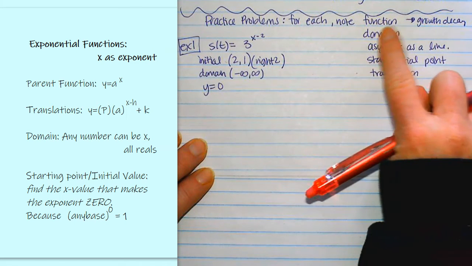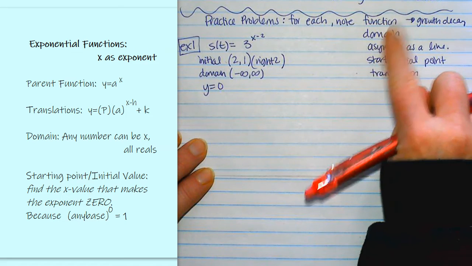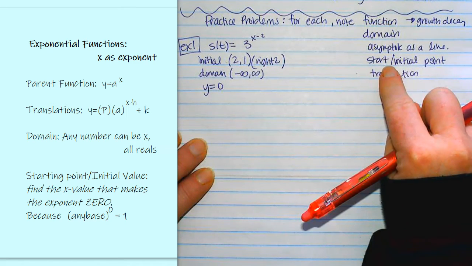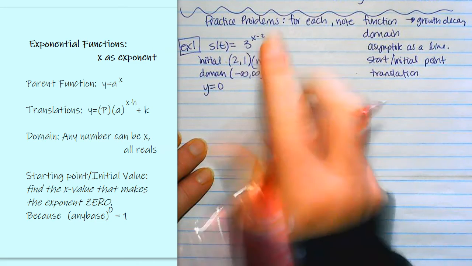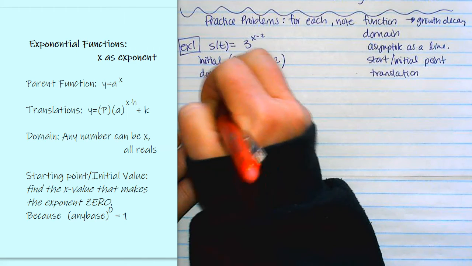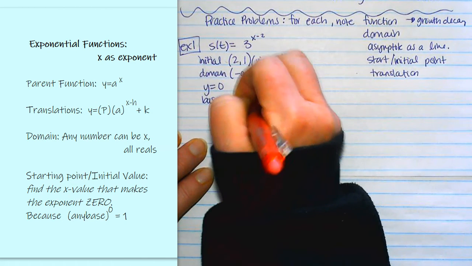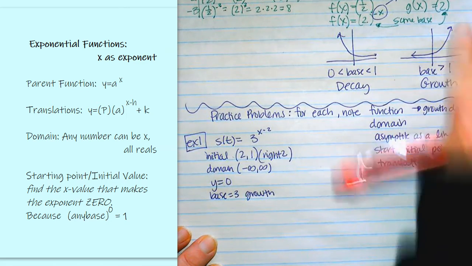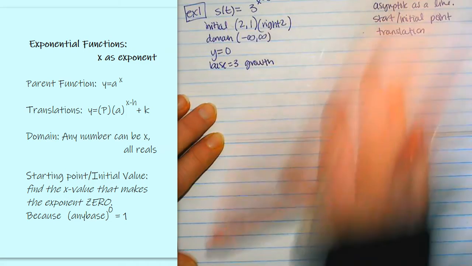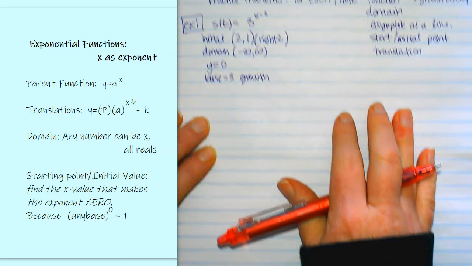So I've got function, domain, asymptote is a line, starting or initial value, translation. This is going to be growth because my base is 3, which means if I look back at my examples here, it should look like a growth function. It should go up. So let's see what this looks like when I graph it.